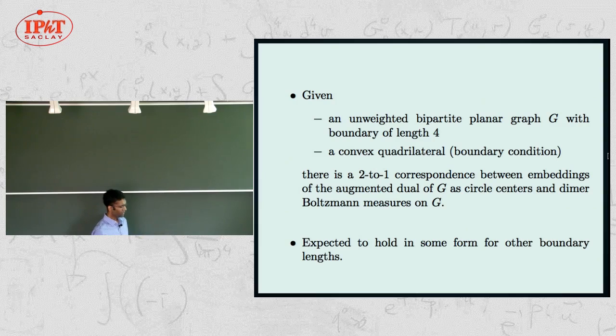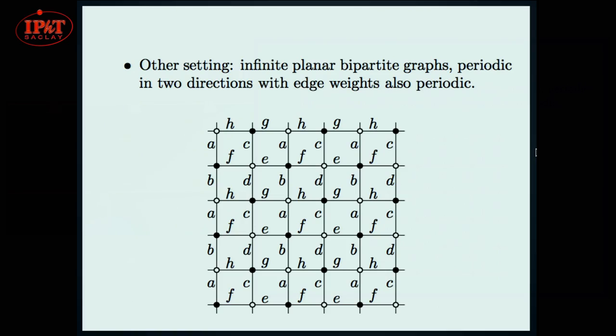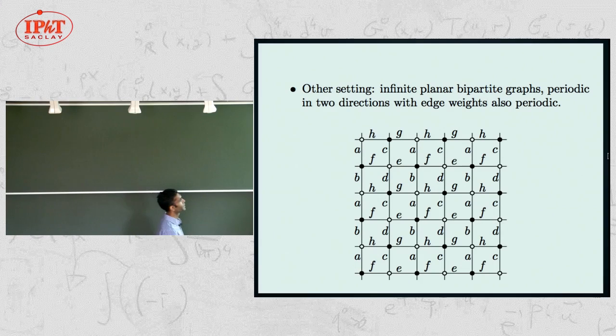So this was the setting of a finite planar graph. You can also look at another interesting setting. For example, if you want to look at the infinite square grid with periodic weights. Or more generally, you can take the setting of infinite planar bipartite graphs, which are periodic in two directions. And you also require that the edge weights are periodic. So here you see, for example, that you have some fundamental domain, which is repeated infinitely often.